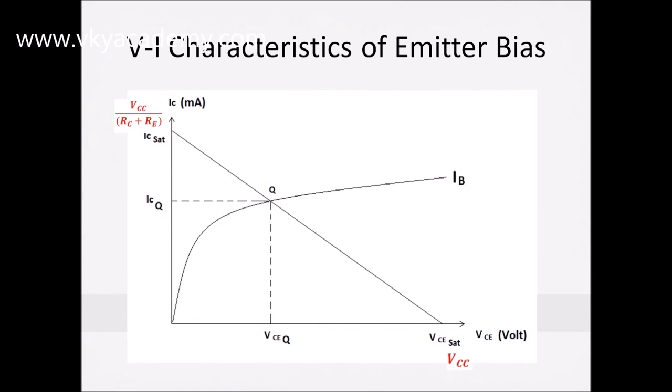Now the VI characteristics of emitter bias configuration. So this is the Y axis or current axis, this one is the X axis or voltage axis. This is the curve for IB current. The line joining IC sat and VCE sat is our load line. IC sat is VCC by (RC plus RE) and VCE sat is VCC, and this is our quiescent point or Q point, or you can say operating point.